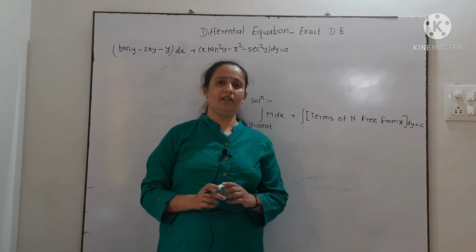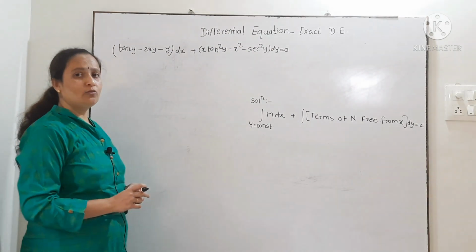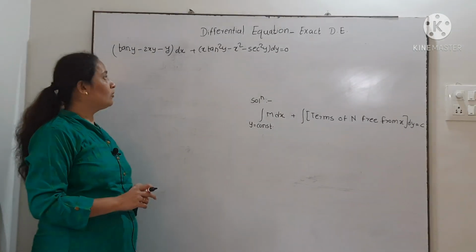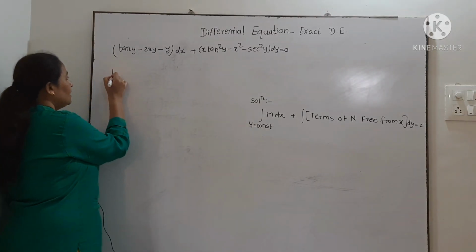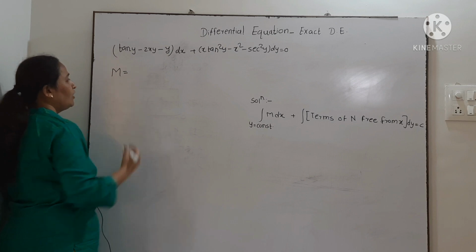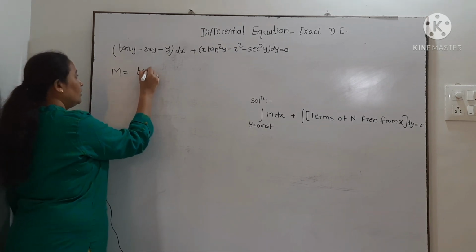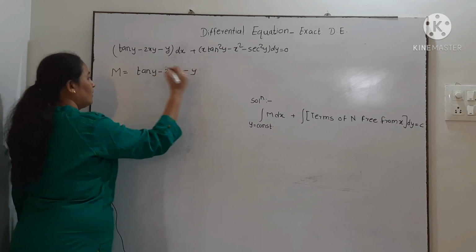We'll consider the next example. Say (tan y minus 2xy minus y) dx plus (x tan square y minus x square minus sec square y) dy equal to 0. Now if I compare this with M dx plus N dy, you will get the values of M and N. M is equal to tan y minus 2xy minus y.